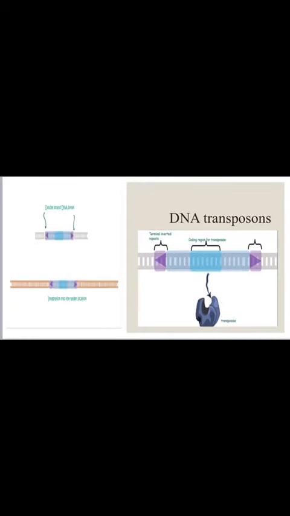Let's talk about the DNA transposon. First, it has a particular region, the transposase coding region, which codes for the transposase enzyme. Another feature is the terminal inverted repeats, which are recognized by the transposase. So let's see how the two work. The transposase recognizes the terminal inverted repeats, cleaves the DNA, and creates a double-strand DNA break.